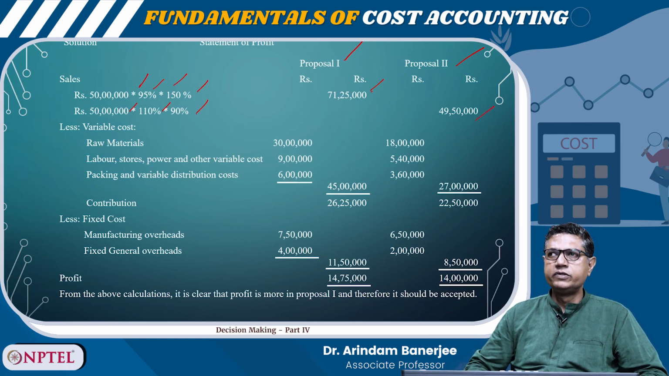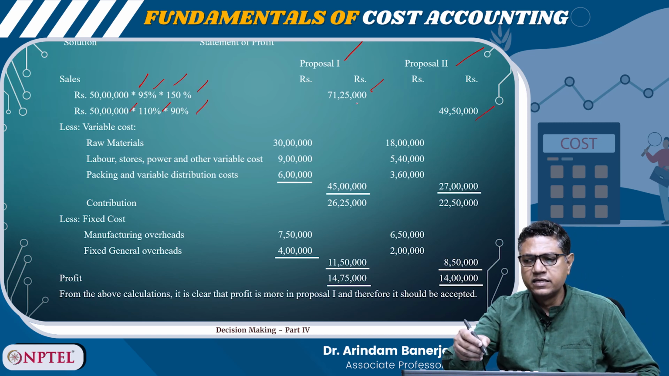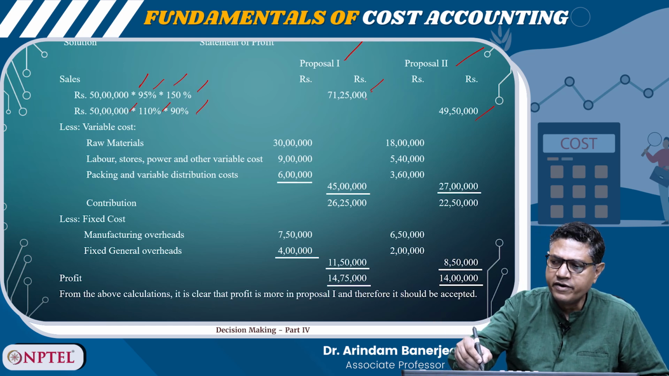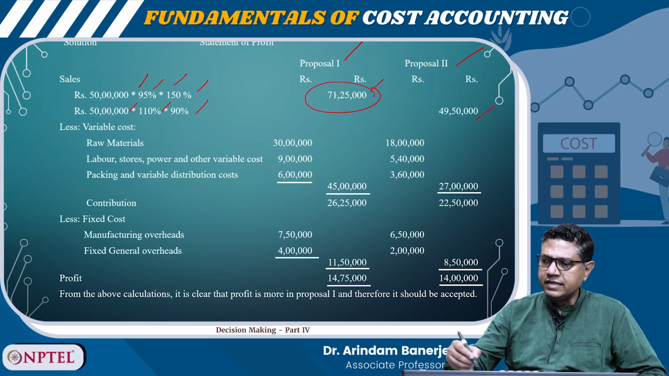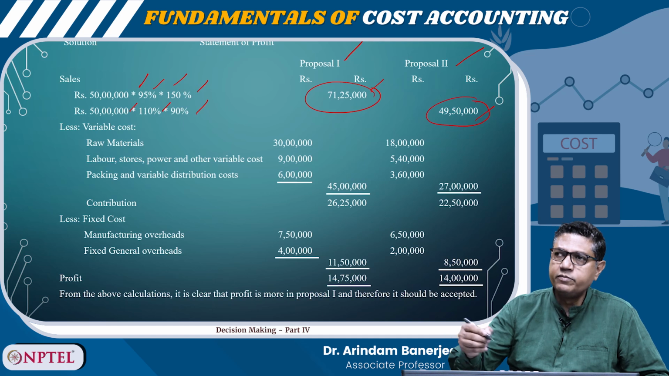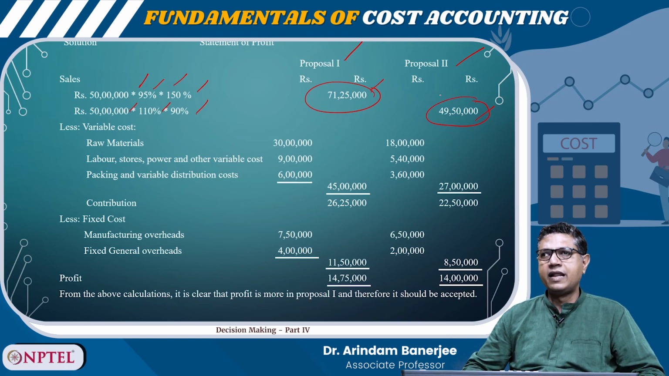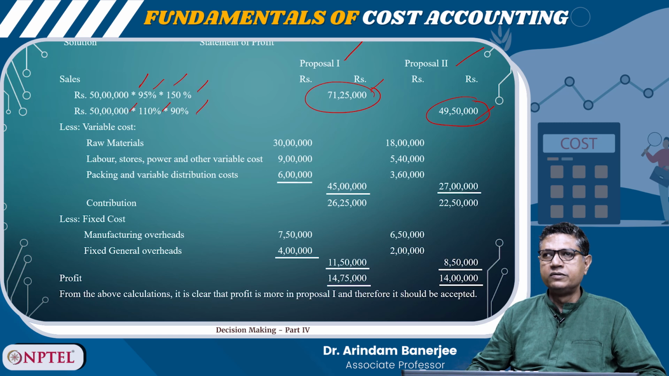So, you see there is a revenue change. In this case the total revenue is 71.25 lakhs, and in this case it is getting drastically reduced to 49.5 lakhs. But we need to take into account the cost elements also. So, you will see how the cost elements are changing.